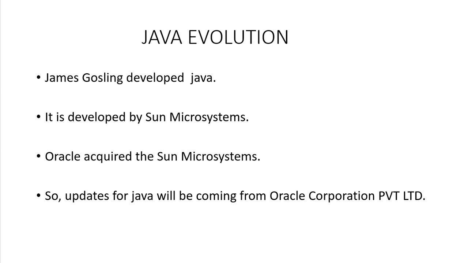Java evolution. Java has been developed by James Gosling. He is the founder of Java, and it is developed by Sun Microsystems. The company name is Sun Microsystems. Later Oracle, which is a big legend in the recent companies, acquired Sun Microsystems. So if there is an update for Java, it will be coming from Oracle Corporation, because Java is owned by Oracle.